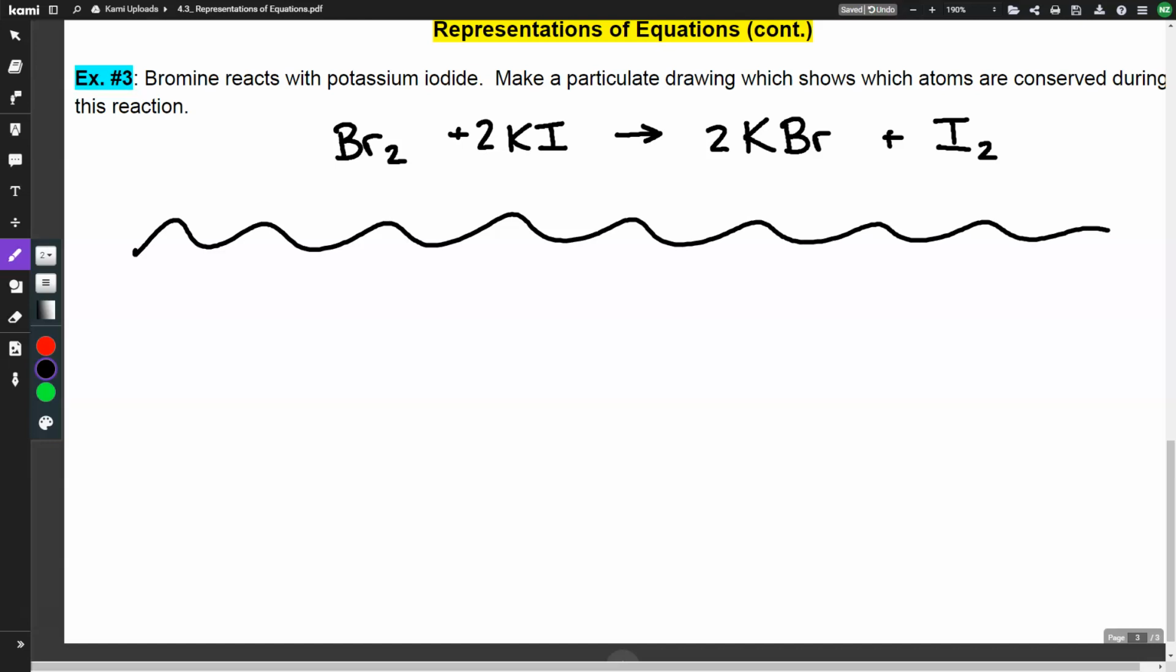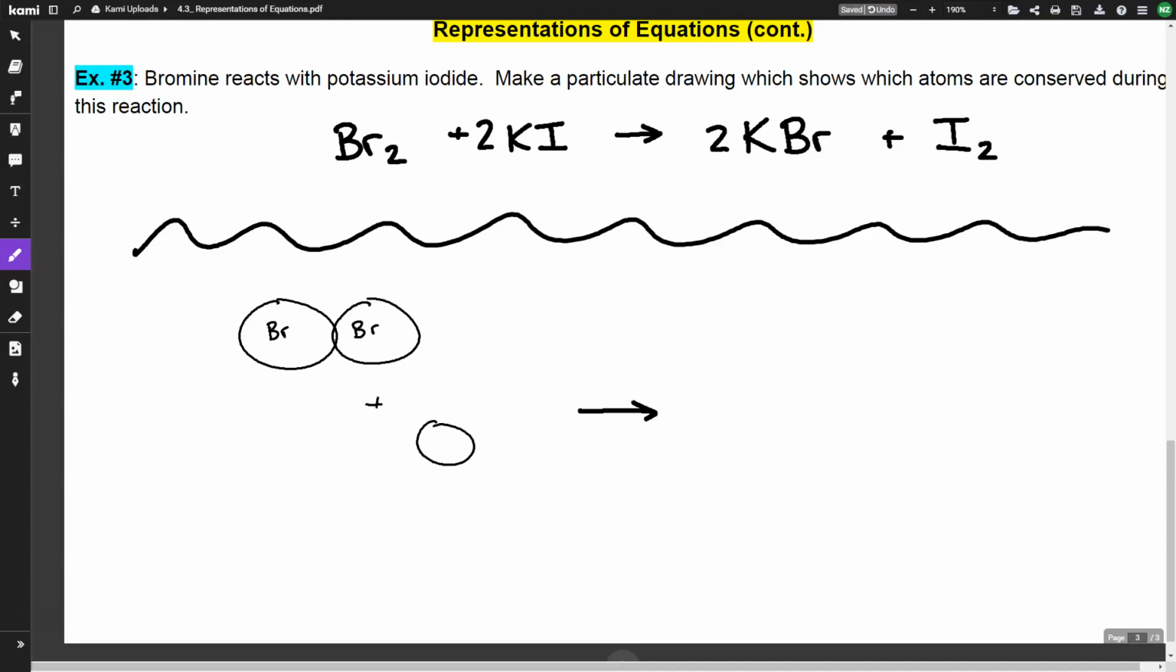Okay, so let's draw our particle diagram. So we have bromine. There's 2 bromines together. It's Br2. And then we have potassium iodide. Okay, so those are going to go together. But we have 2 of them. Potassium iodide. Okay, that's on the left side.